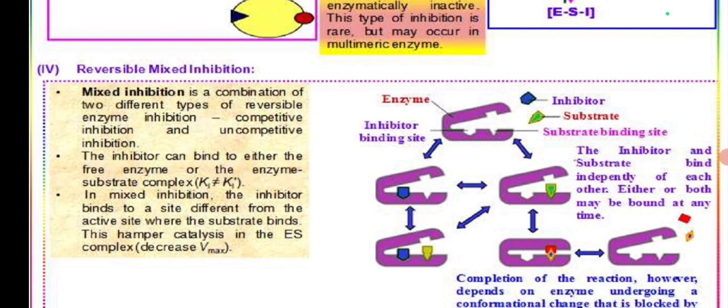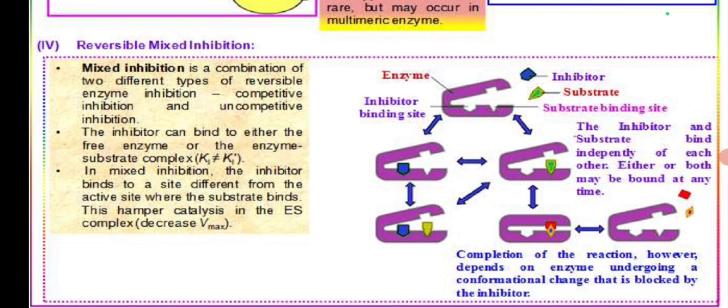Fourth one, reversible mixed inhibition. Mixed inhibition is the combination of two different types of reversible enzyme inhibition, competitive inhibition and also uncompetitive inhibition. The inhibitor can bind to either the free enzyme or the enzyme-substrate complex. In mixed inhibition, the inhibitor binds to a site different from the active site where the substrate binds. This hypercatalysis in the enzyme-substrate complex decreases the Vmax value.